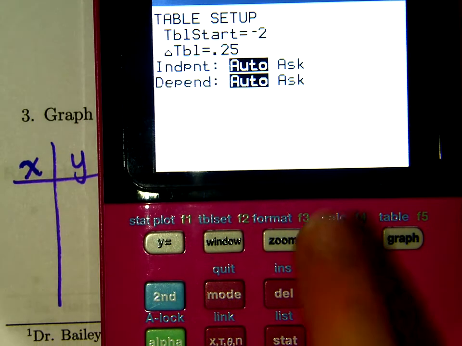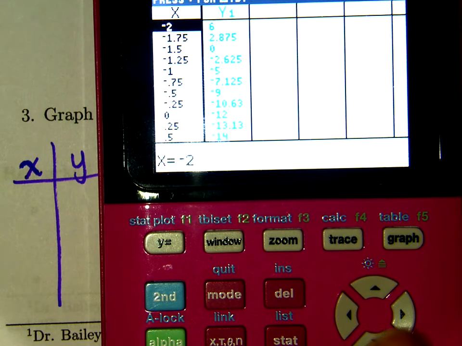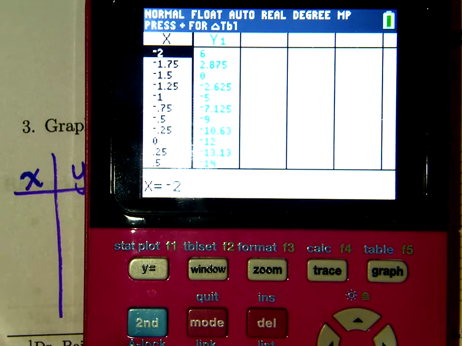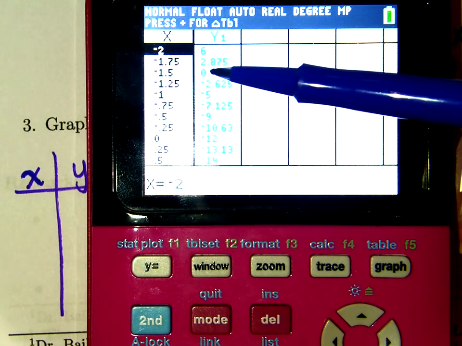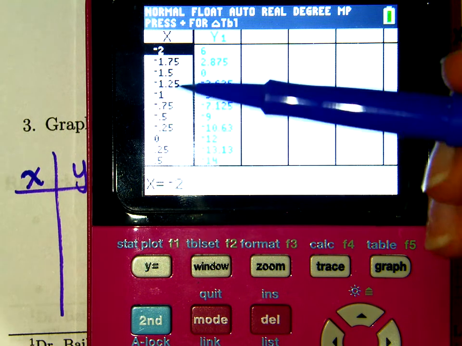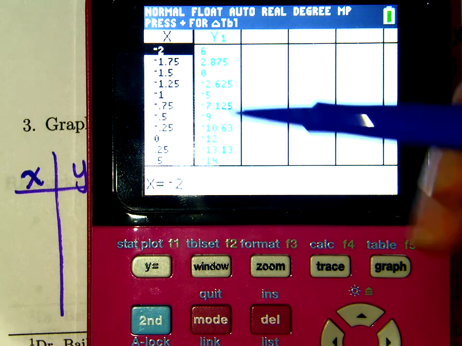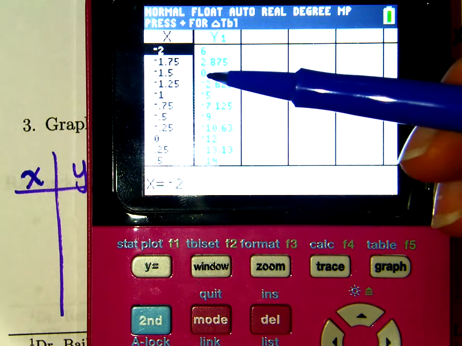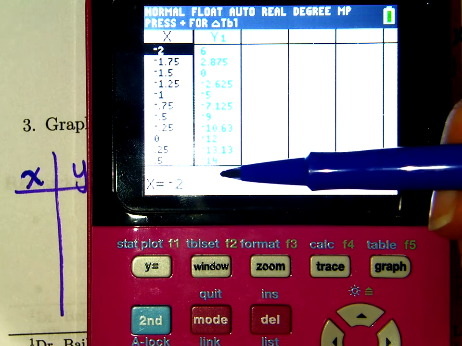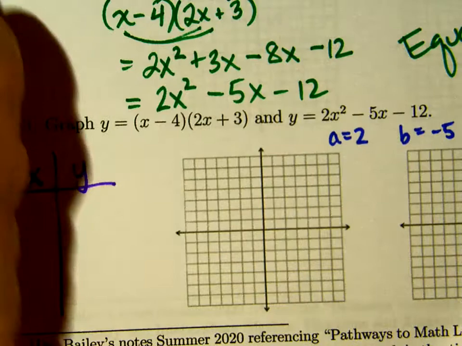Okay, so now I'm going to go back to second graph in order to see the table. And it has started counting by quarters. I see at -2 at 6, -1.5 at 0. I'm maybe thinking about making my X scale by halves, because those seem to be pretty decent points on my graph. And then I'll use my Y values from this T-chart.